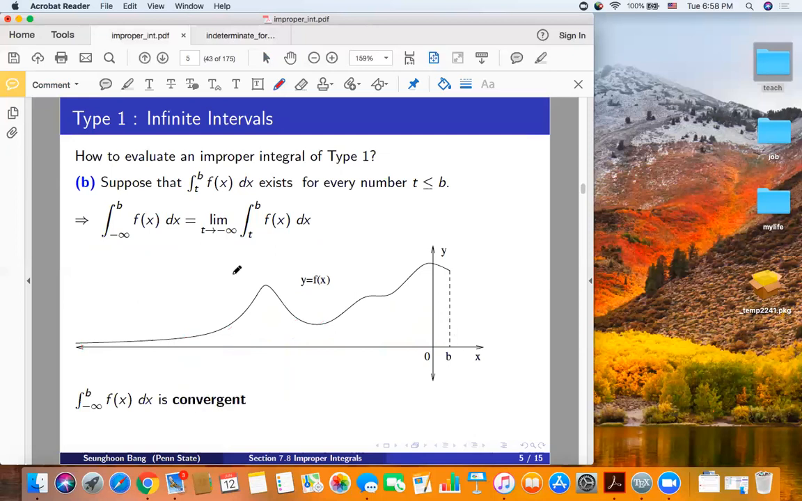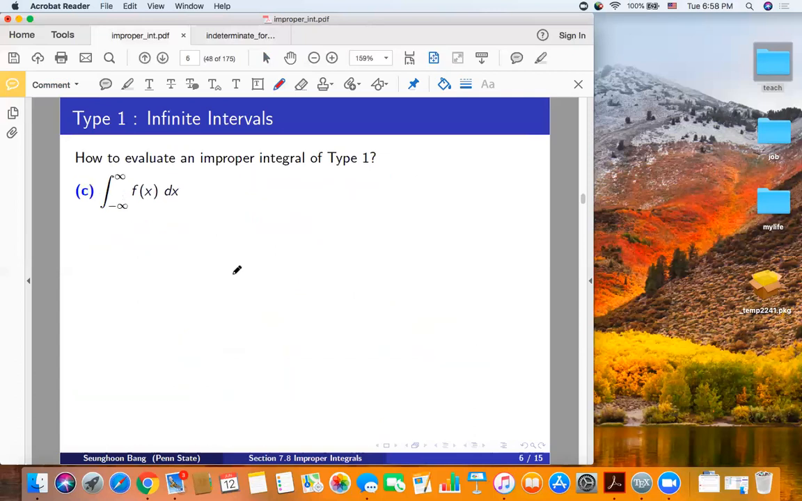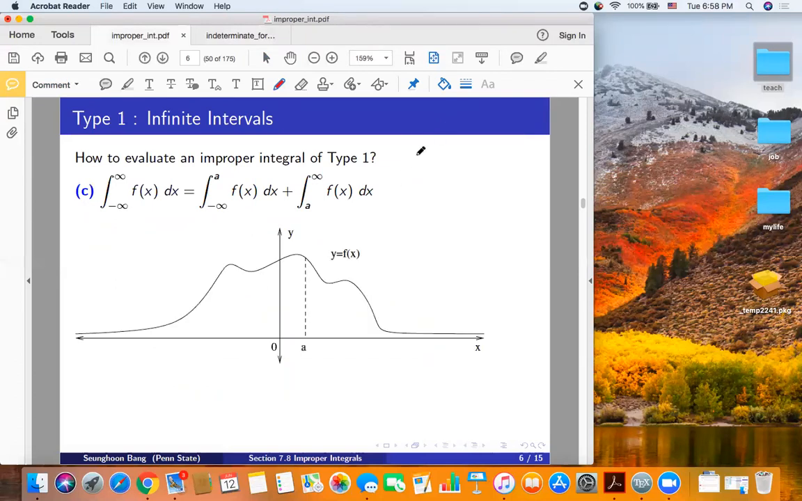So same. Convergent if the limit exists. Divergent if the limit does not exist. It's like infinite intervals. So the third case: integral from minus infinity to infinity of f of x dx. You can just split it into two improper integrals: the integral from minus infinity to a of f of x dx, and the integral from a to infinity of f of x dx. What is a? a is any real number.